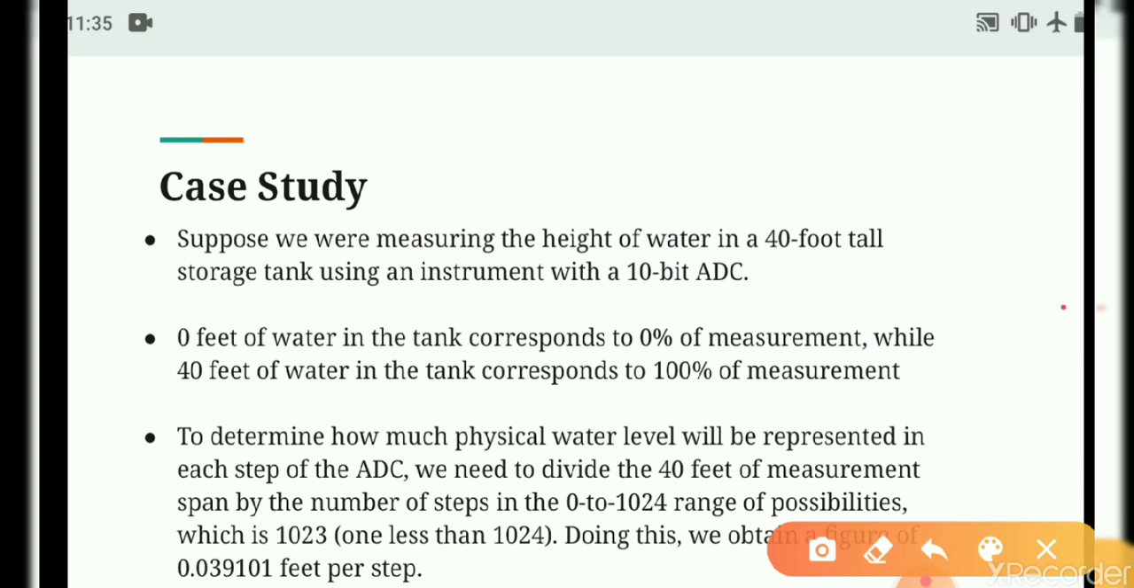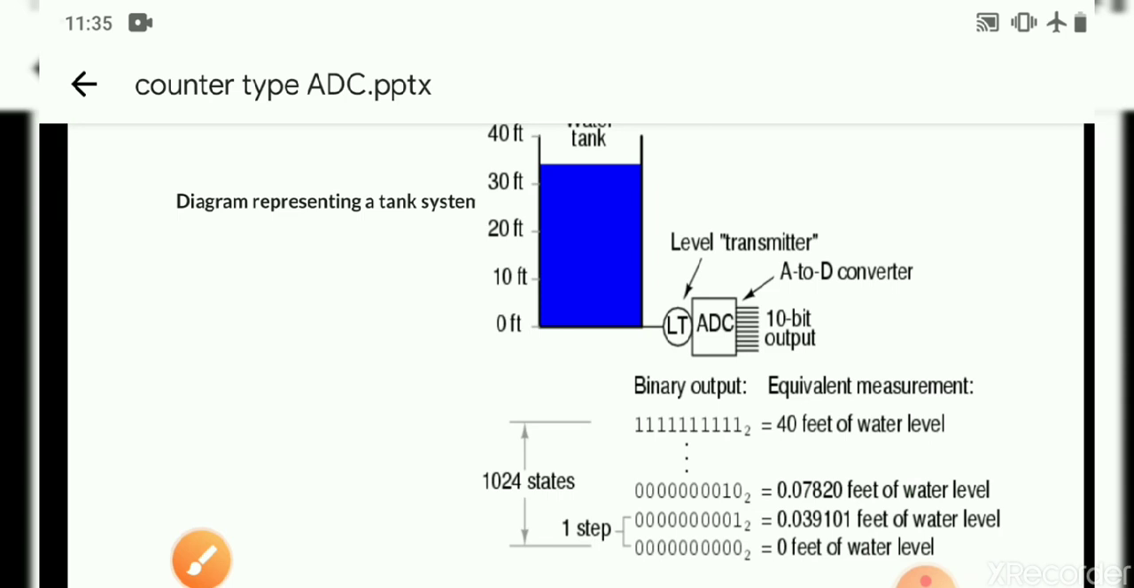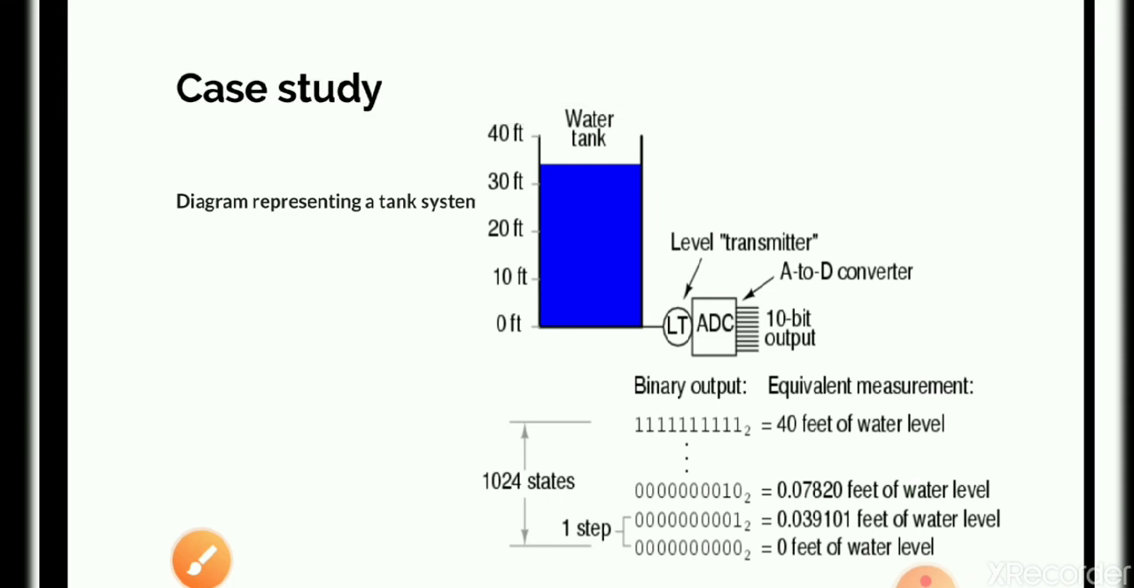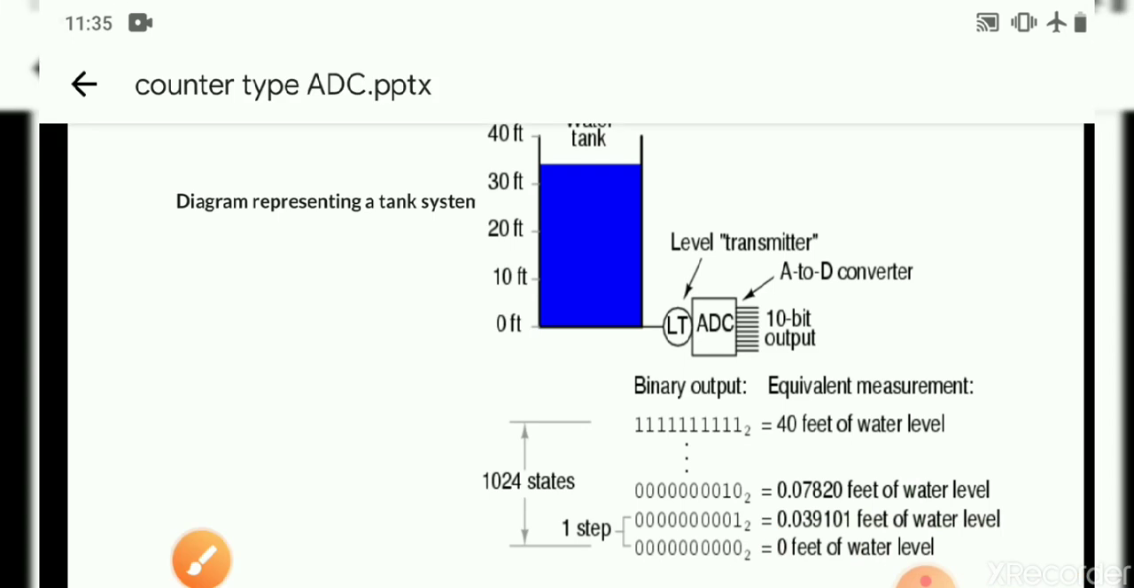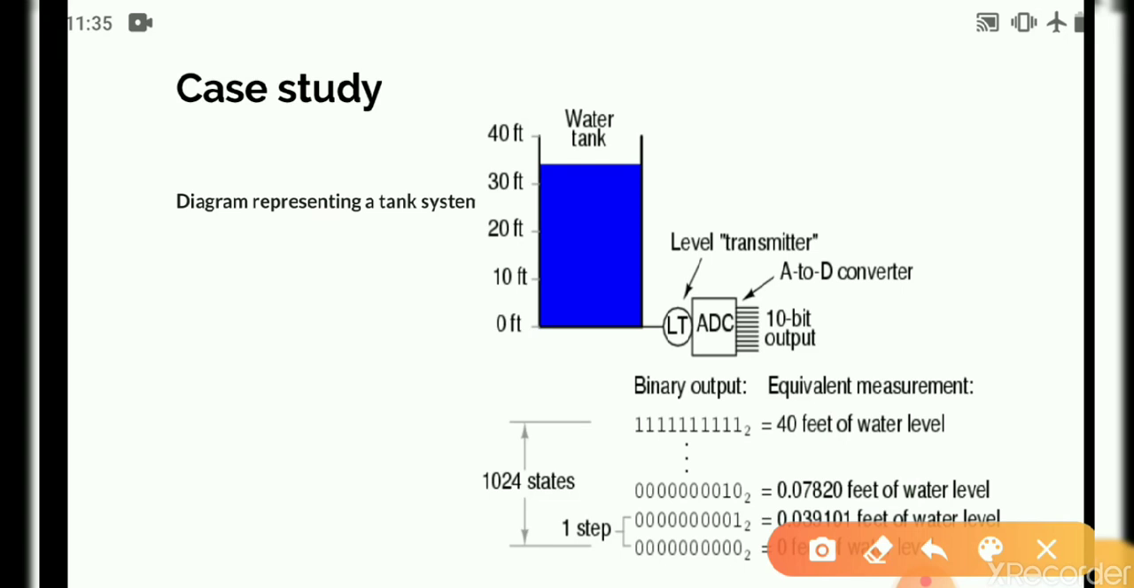Now see this diagram. This is a water tank which is 40 feet height, and the ADC is connected through the level transmitter, and in the downside you can see that for 0 feet the value is 0, and for the last reading, which is 40 feet, we have a digital output which is ten ones.